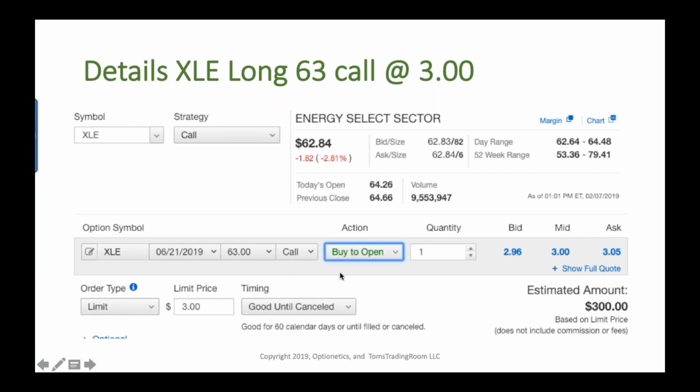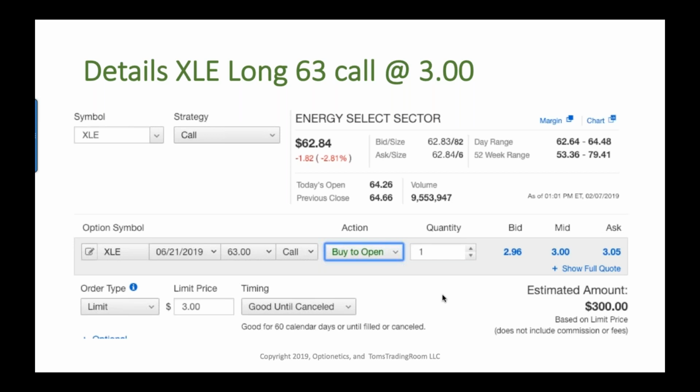Now, this area, timing, says good till cancel, which means if I don't get filled today, the order is in effect until I cancel it, or in this case, it's good for 60 calendar days. So that'll stay out there for 60 days unless I cancel it or it fills. Now, when I put this in, let's say it does fill. What do I need to do? What is the next thing I need to do when this fills?